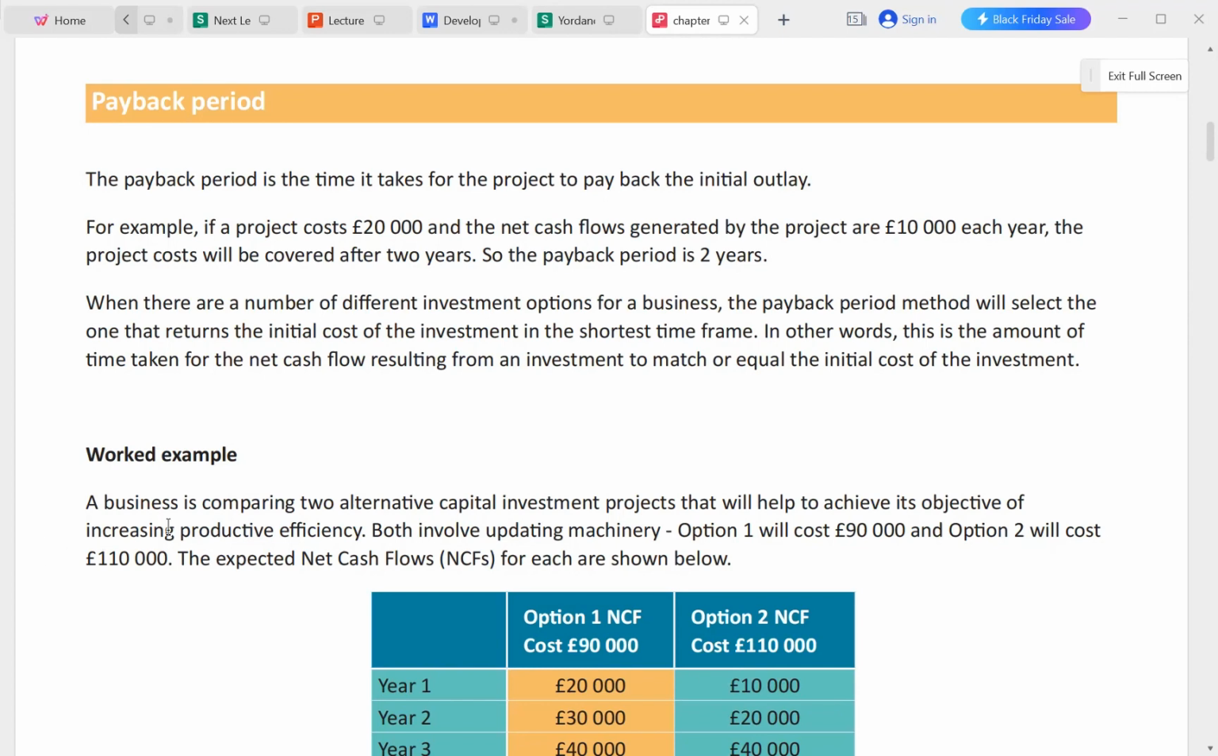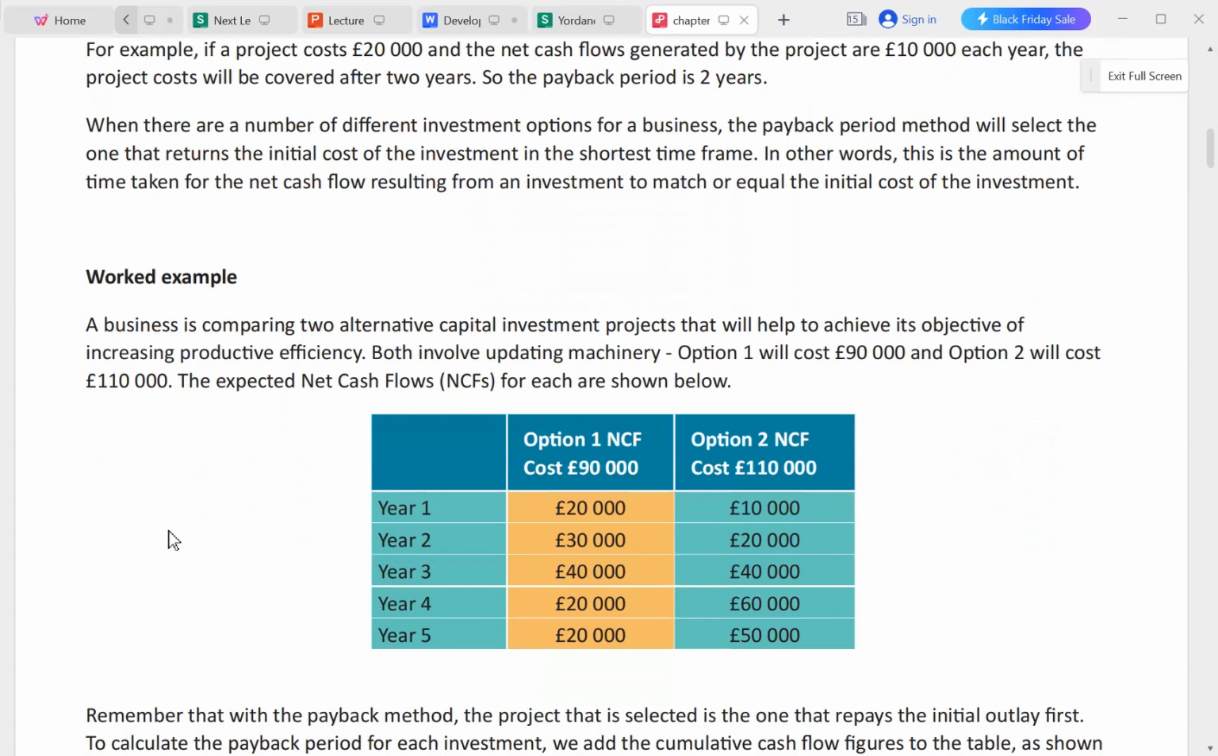So there's also another example here, a worked example. A business is comparing two alternative capital investment projects that will help it achieve its objective of increasing productive efficiency. Both involve updating machinery. The first option will cost £90,000, and the second one will cost $110,000. The expected net cash flow.